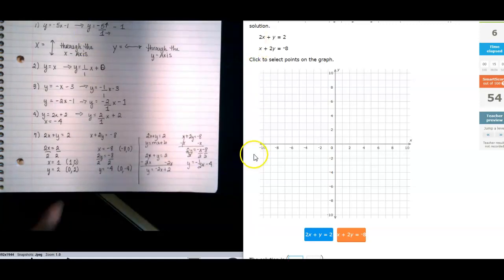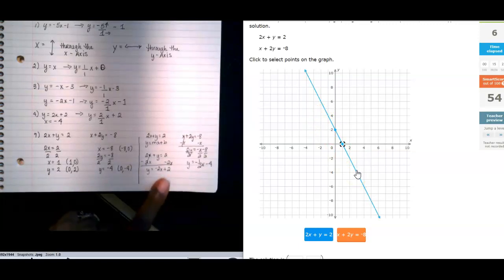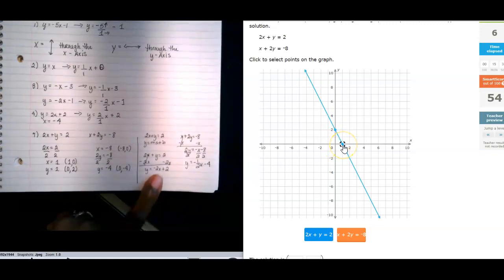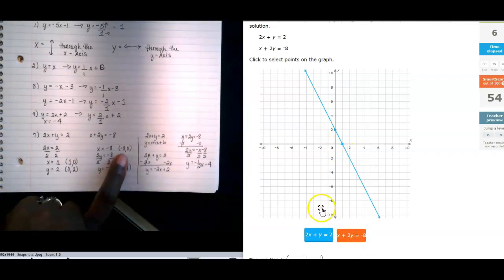So if I graph this way, what I would do is I'd say, okay, well, I go over to 1, comma, 0, put my point there, and then my other point goes 0, 2. Okay, so there's my line. Now let's see if it comes out to this line. Well, if I start at 2 on my y-intercept, and I go down 2 and over 1, that's exactly what that line is.